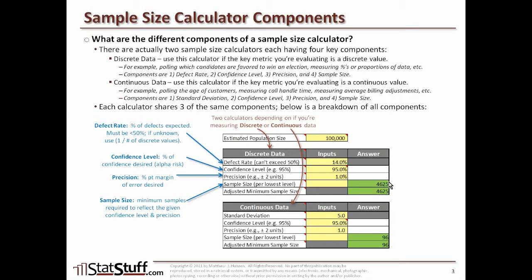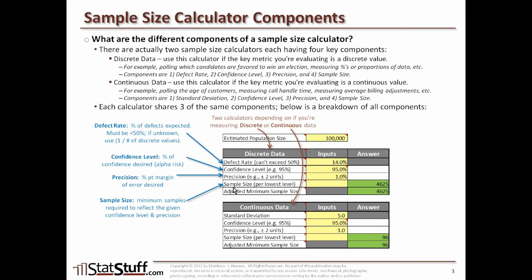So for each level, and if you happen to have, like in the US, 50 different states, that's 50 different levels. And you'll need to collect at least 4,600 samples for each of those states in order to be, again, 95% confident with that same level of precision. So just be very careful in using this. Make sure that the sample size is really the sample size you're using at the lowest possible level of how you're going to subdivide it.